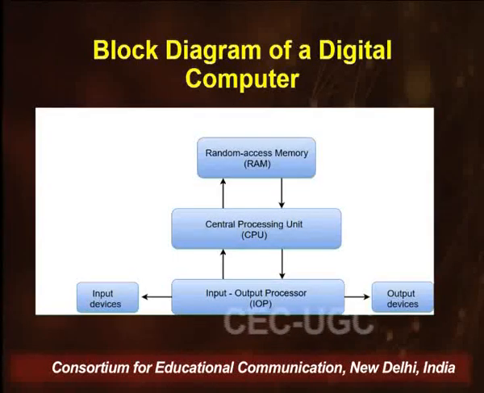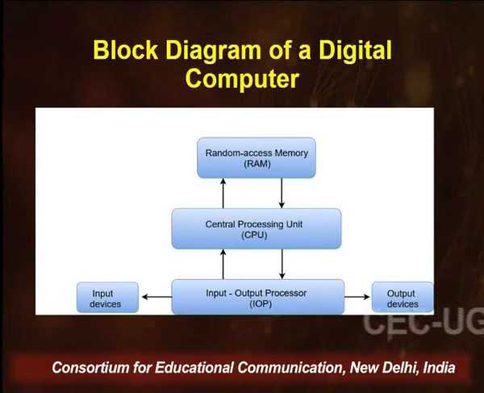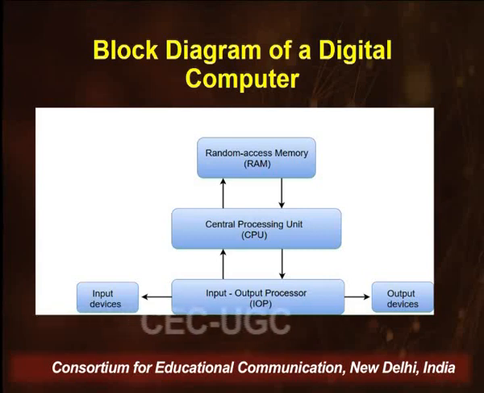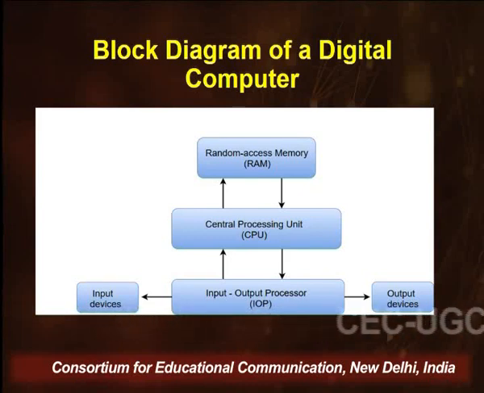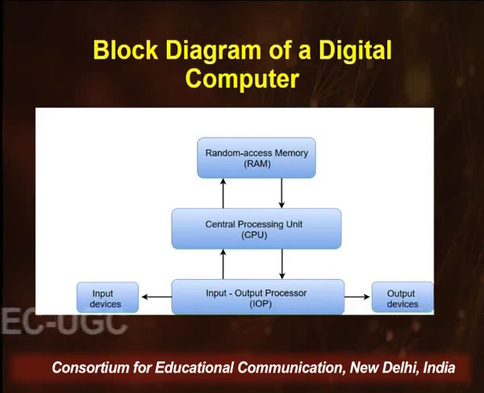Let's look at a diagram for a digital computer. This is a very basic diagram that you will find everywhere. It talks about the components of a computer. The very first one that we look at is the central processing unit, or the CPU, and this is the heart of your digital computer. The other one is the random access memory. The next is the input-output processor, which deals with the input and output devices. We are going to take each one of them one by one.